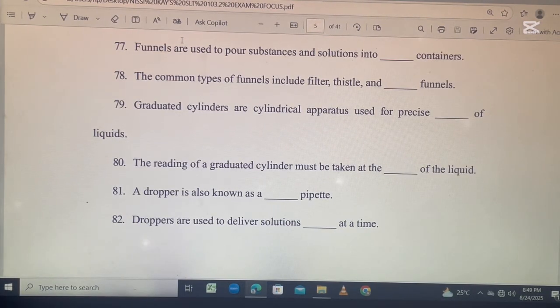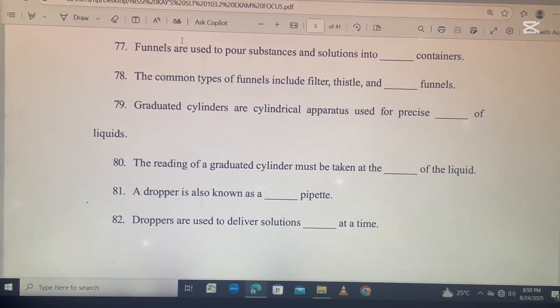Graduated cylinders are cylindrical apparatus used for precise measurement of liquids. So the answer is measurement. The reading of a graduated cylinder must be taken at the meniscus of the liquid. Meniscus is spelled M-E-N-I-S-C-U-S. All right, so meniscus.